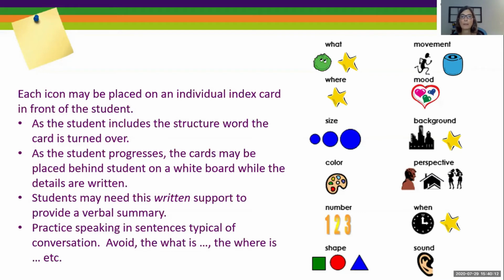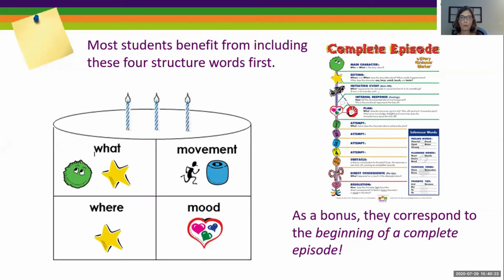We don't want it to be the what is, the where is, the movement is, because that's not how you come home and tell your mom or dad a story about your day. And since it was so difficult for my kids to do all those 12 structure words, I came to the realization after teaching for several years that I wanted to start with just these 4 elements. They corresponded to the beginning of a complete episode. They gave me the most bang for my buck for understanding if their movie was with me, and they would tell me the what, the where, the movement, and the mood, and we would start with that to begin with.